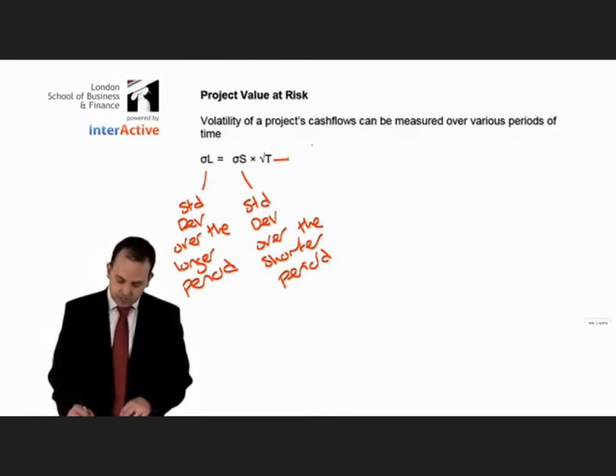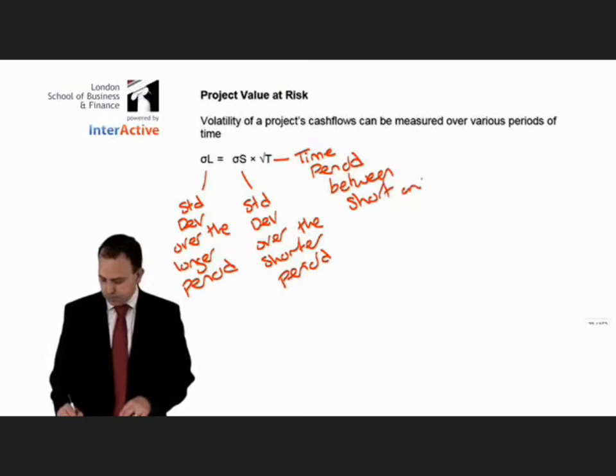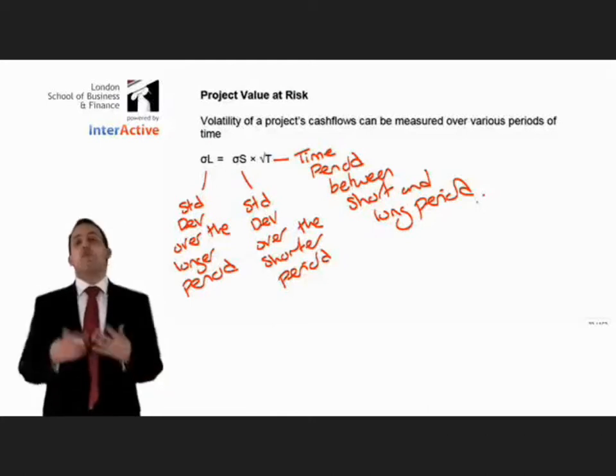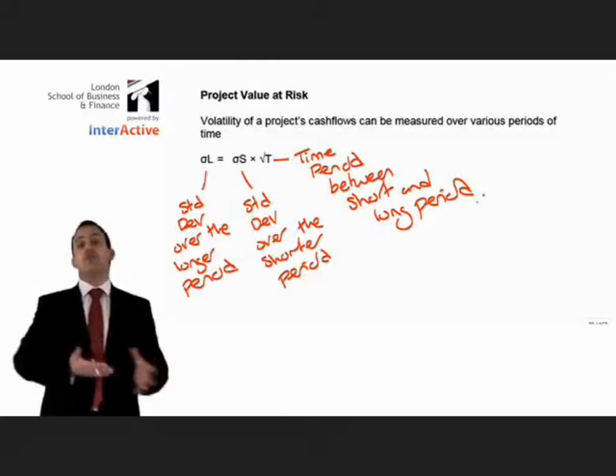and the square root of t, where t represents the time period between the short and long period. But not in terms of number of months or number of years, but how many times the short period goes into the long period. For example, if the long period was 1 year and the short period was 3 months, then t would actually be 4 because there are 4 3-month periods in 1 year.